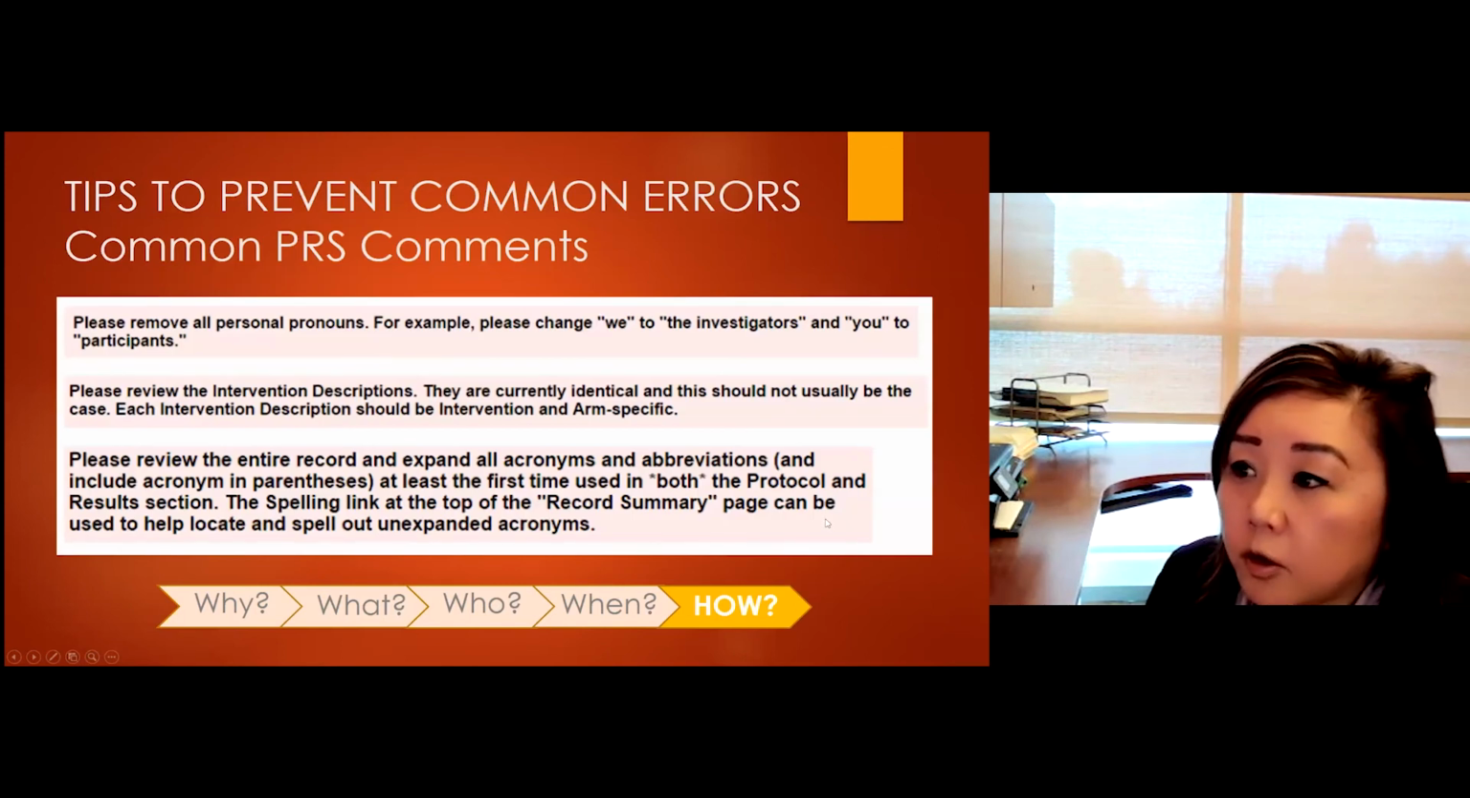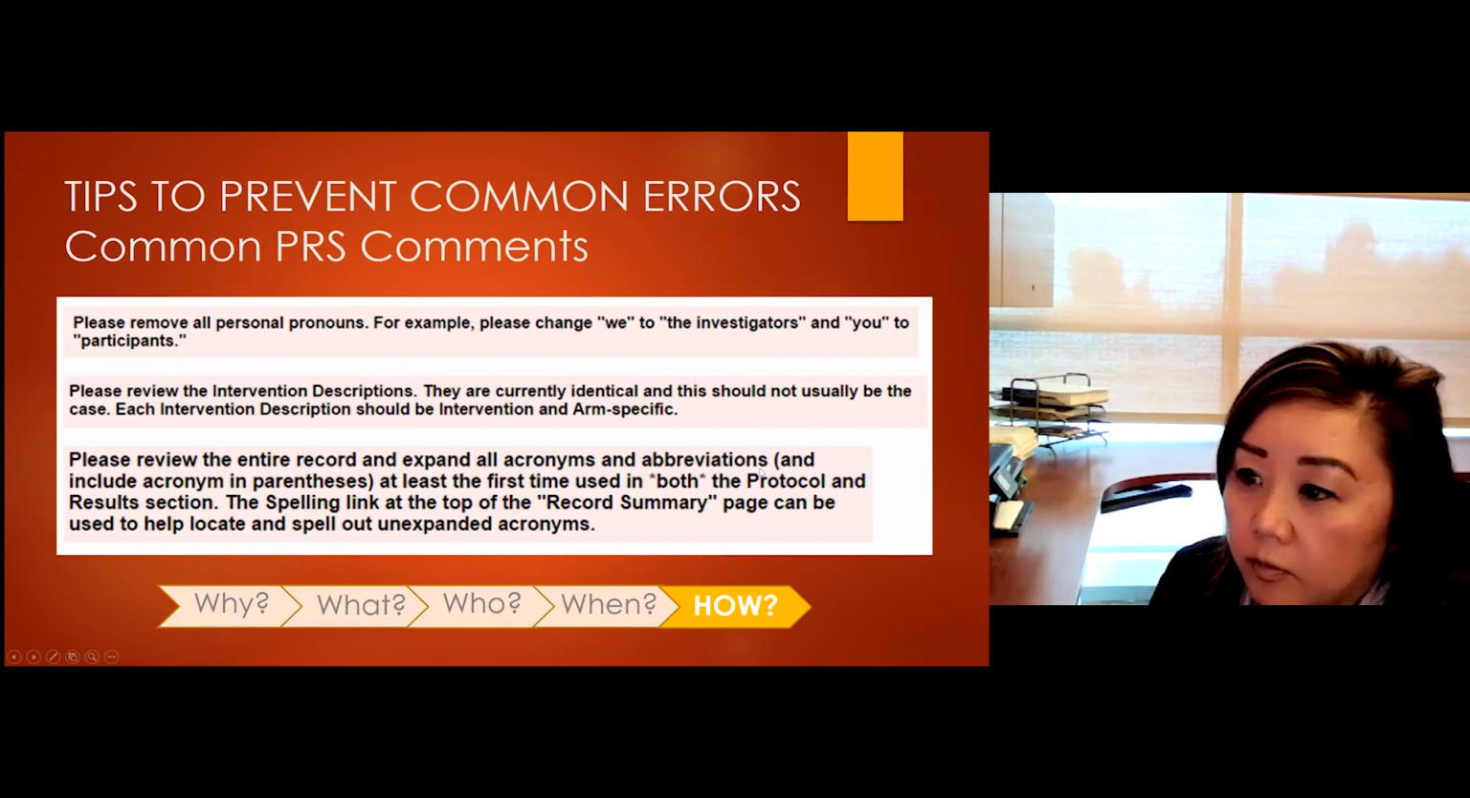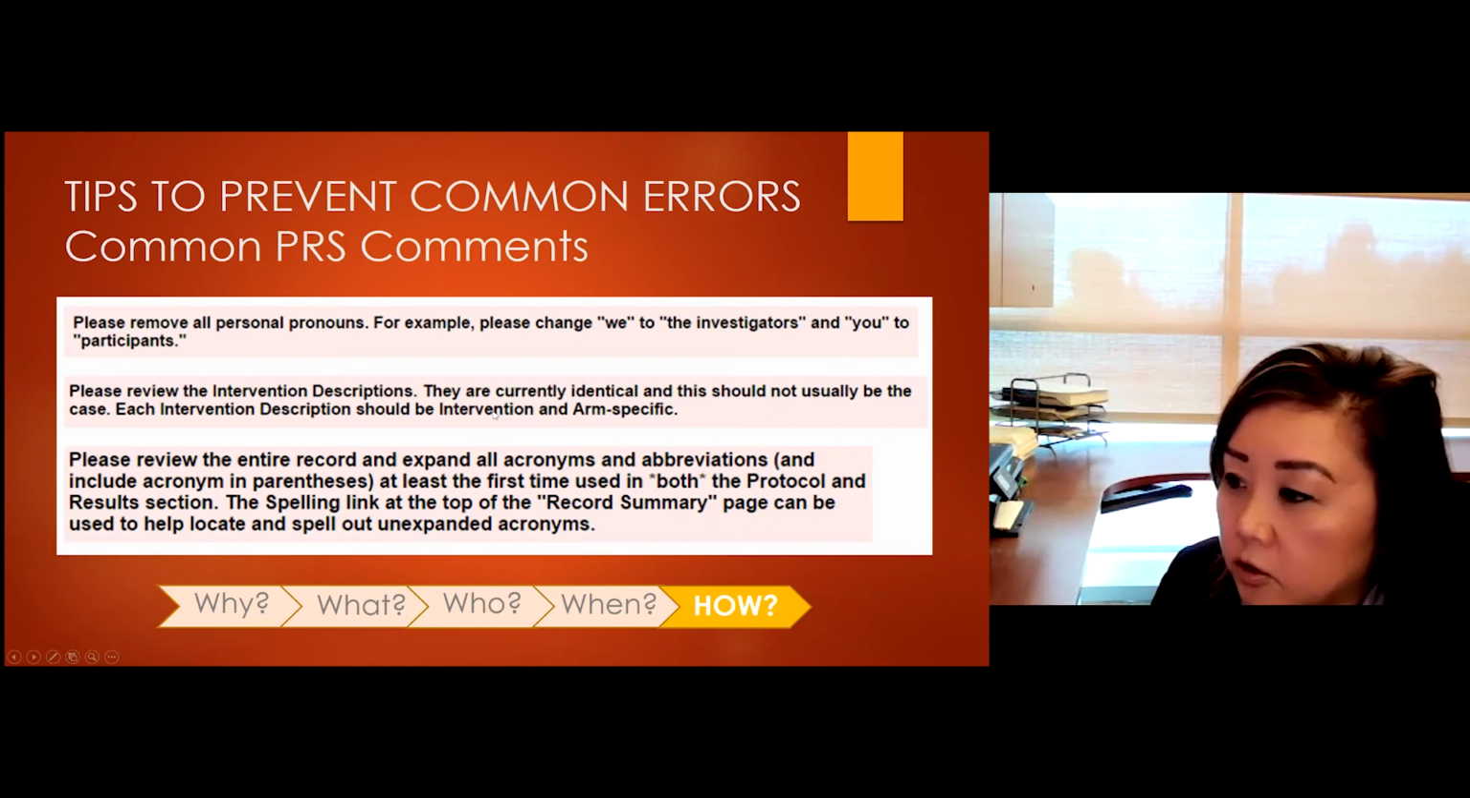And then these are the most common PRS comments that have come back. Usually those ask to remove the personal pronouns. They'll ask you to identify the intervention descriptions a little bit more clearly. They'll also ask for the expansion of acronyms and abbreviations, and also flag spelling errors.